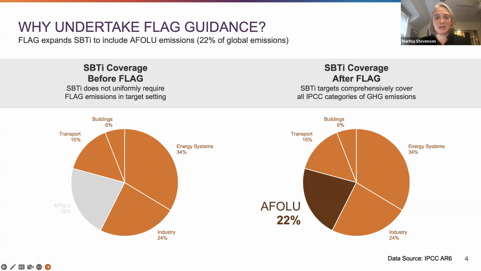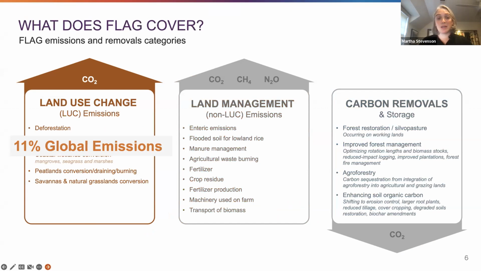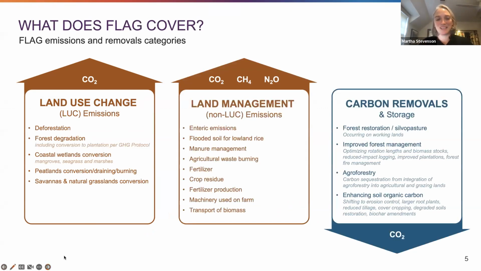Next slide, please. So within this AFOLU or FLAG sector, the types of activities that contribute these emissions we break down into two categories. First, land use change. Second, land management. When we're talking about land use change, we're talking about specific actions like deforestation, forest degradation, and then conversion of all ecosystems, shrublands, grasslands, wetlands, and also burning peat. So that's all included in land use change emissions.